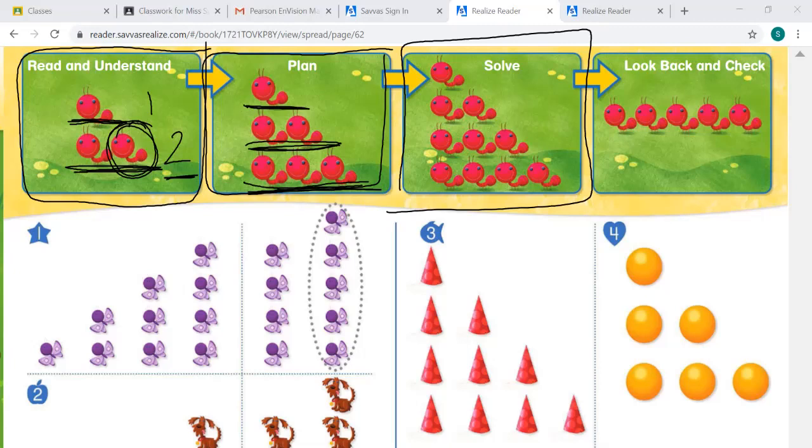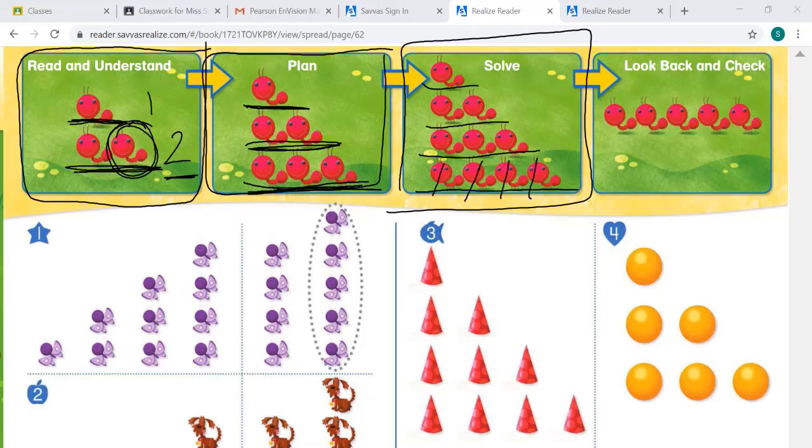How can we find out how many ants are in the fourth row? This is the first, second, third, fourth. How can we find out how many ants are in the fourth row? What do we need to do? Count them. So let's count them together. 1, 2, 3, 4. So the last number named tells us how many ants are in the row.